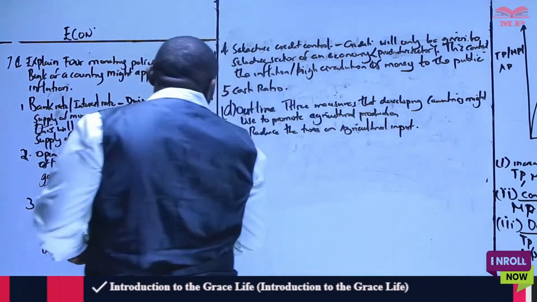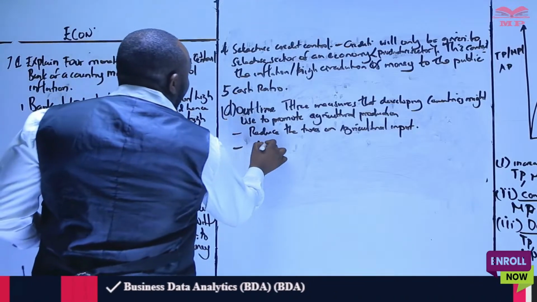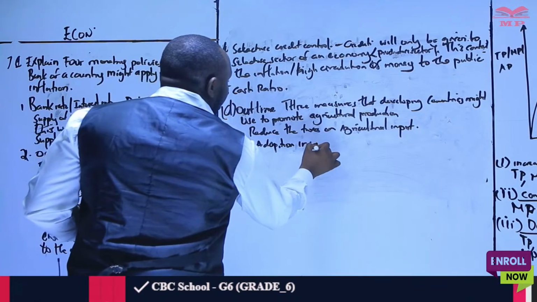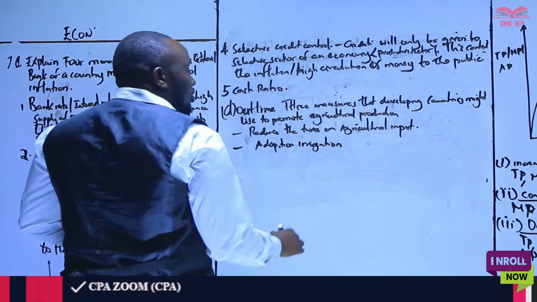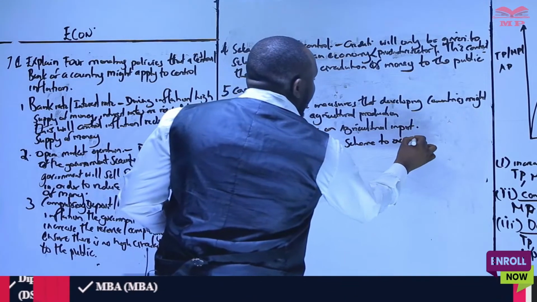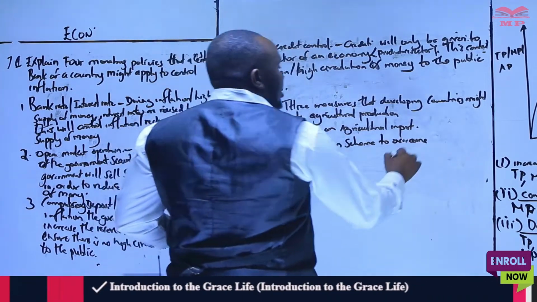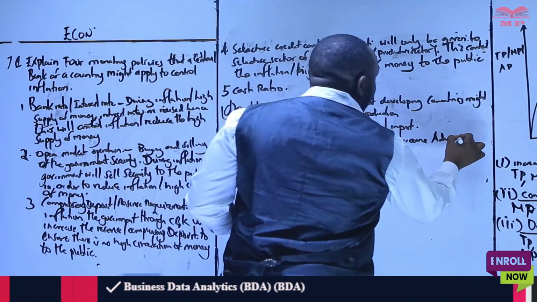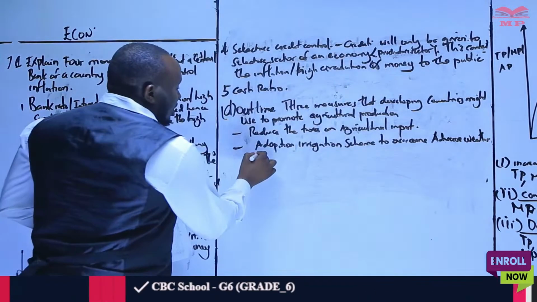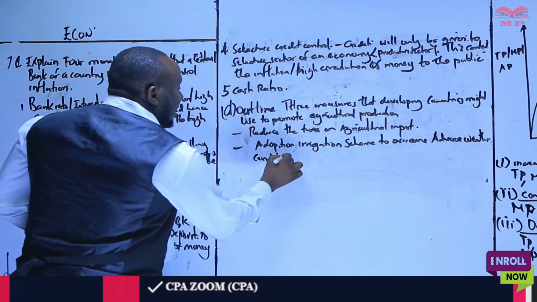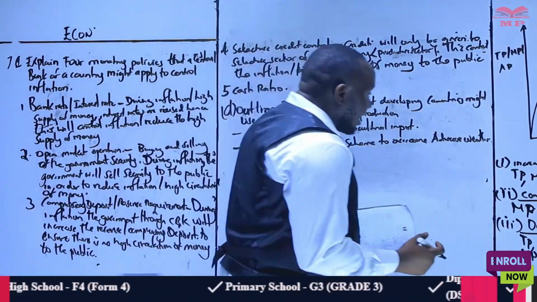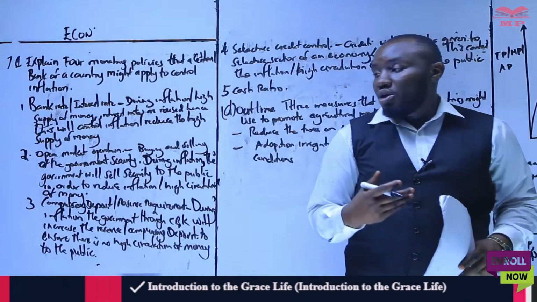Then you say adopting irrigation schemes to overcome adverse weather conditions like drought. Adoption of irrigation schemes to overcome adverse weather conditions.